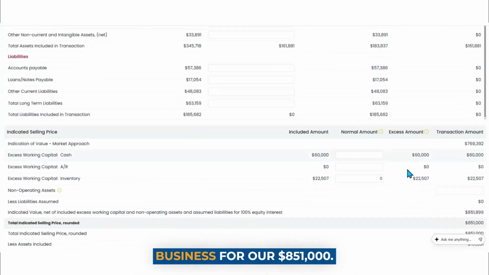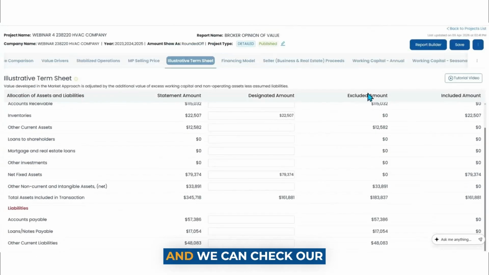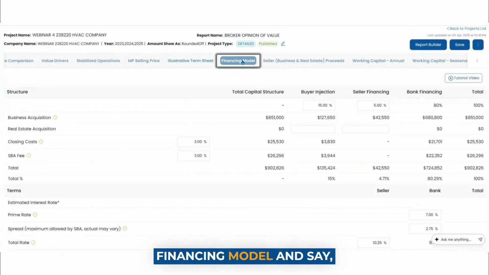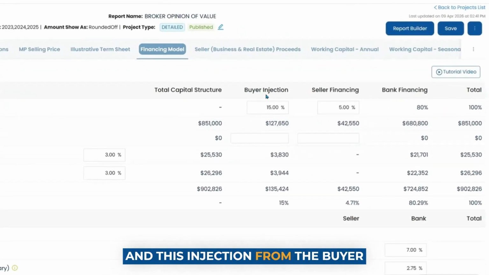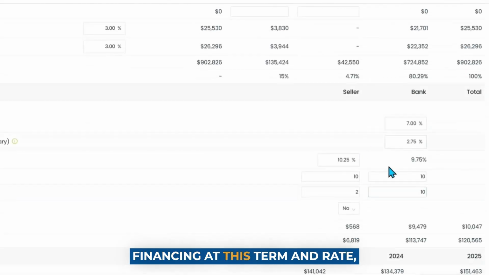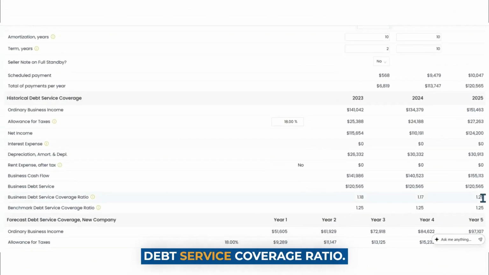Now we're selling the business for $851,000. And we can check our financing model and say, based on that $851,000 purchase price and this injection from the buyer and some seller financing and bank financing at this term and rate, we still have a sufficient debt service coverage ratio.